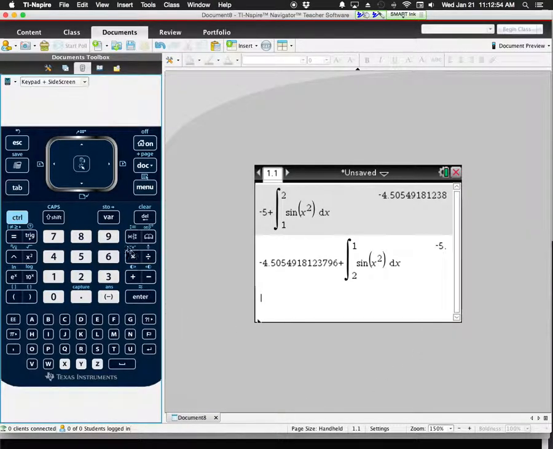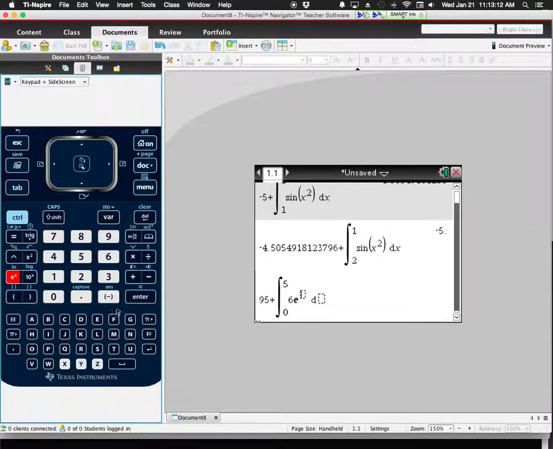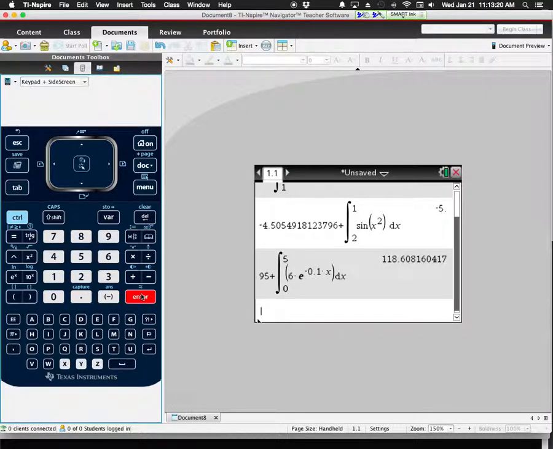So 95 plus, shift plus, we're going from 0 to 5 of 6. Make sure you use this E button on the left. A couple people last hour were using the E at the bottom. You got to use this E button on the left. I need a negative 0.1. I'm going to use X instead of T. You can use T if you want. Press enter. Do we like that answer?